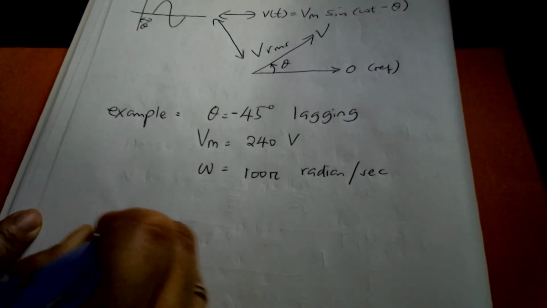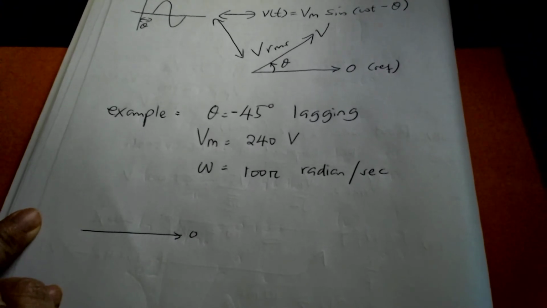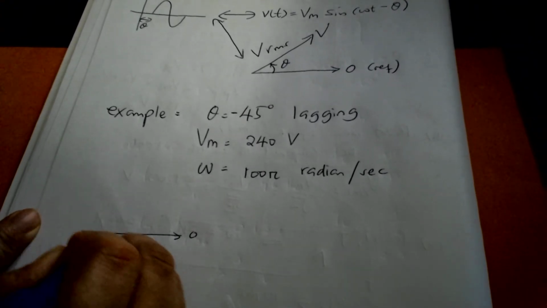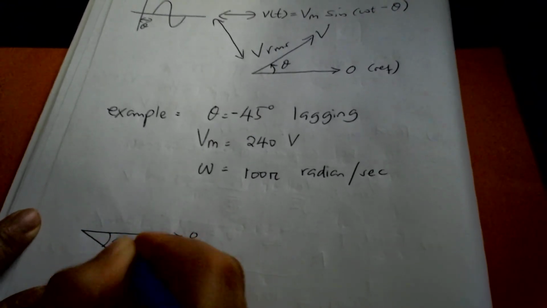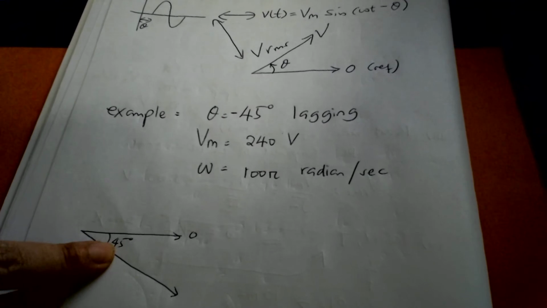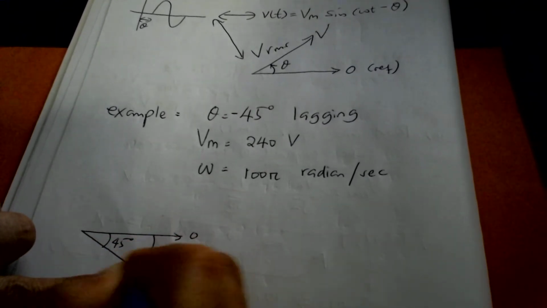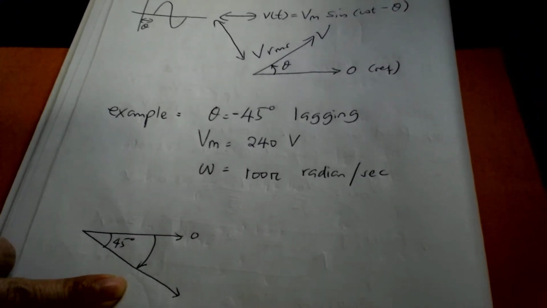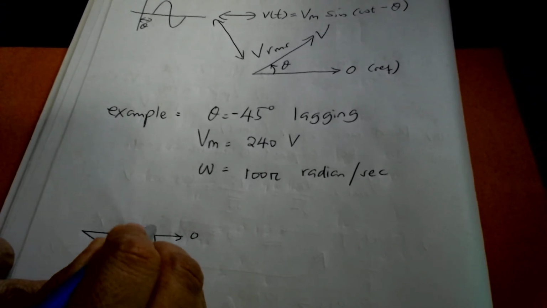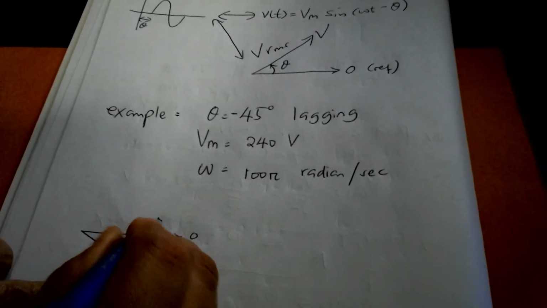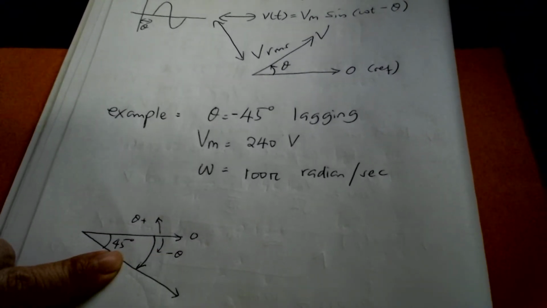So always start from 0. This is the reference, 0. If we have negative 45, then the angle should be here, 45 degrees. We don't have to write the negative, because it's understood that if we go clockwise from here, it is negative. Anti-clockwise is positive, so for that direction theta would be positive, and going here, theta would be negative.